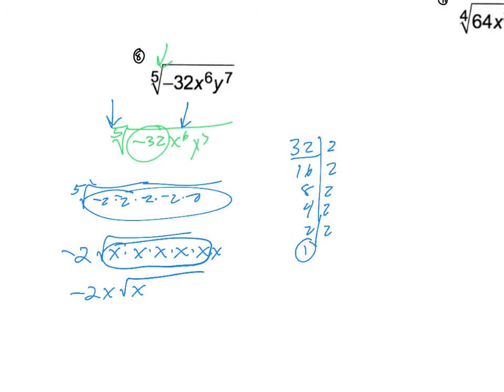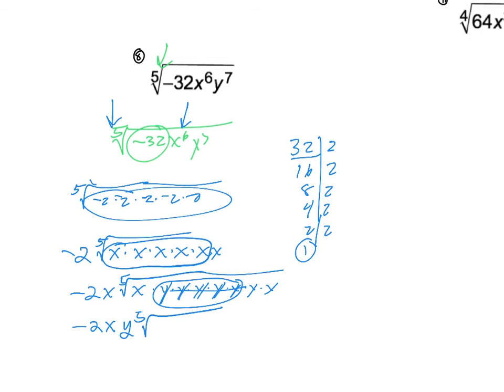And then this is y to the 7th. That's 7 y's. 1 2 3 4 5 6 7. It's a fifth root, so we can take out 1 2 3 4 5 y's. We can take out a y once, so it's negative 2xy, and what's left in the root is an x and 2 y's, which is y squared. That was a little bit of work, but worth it.